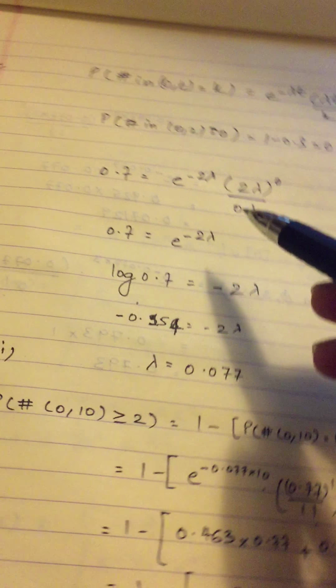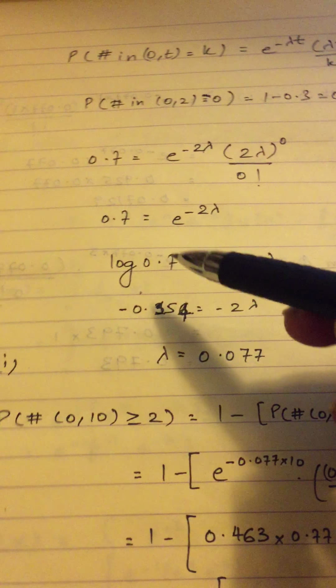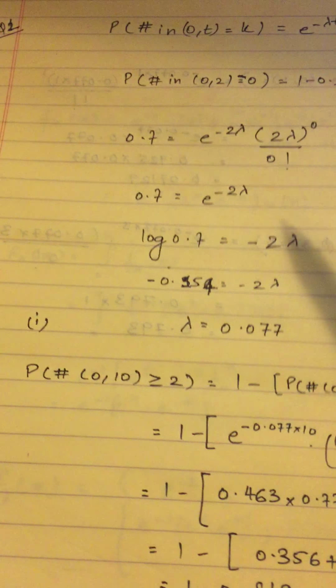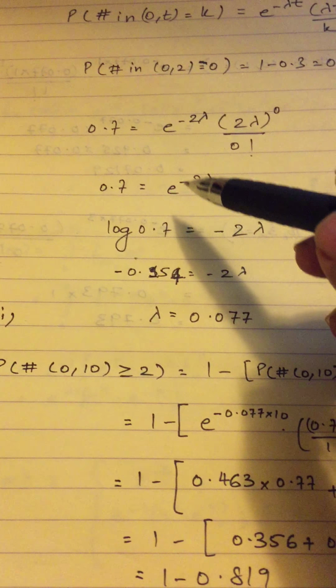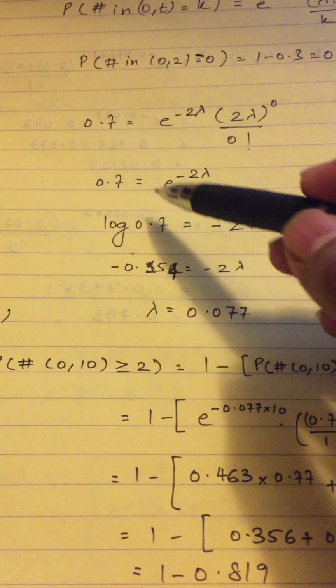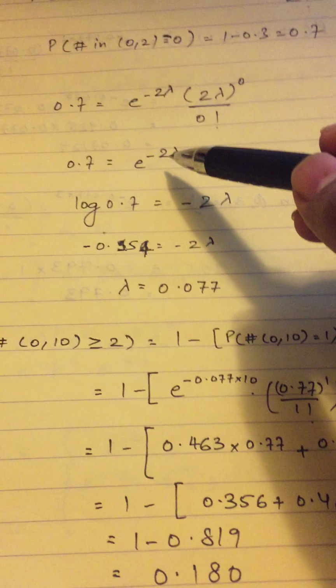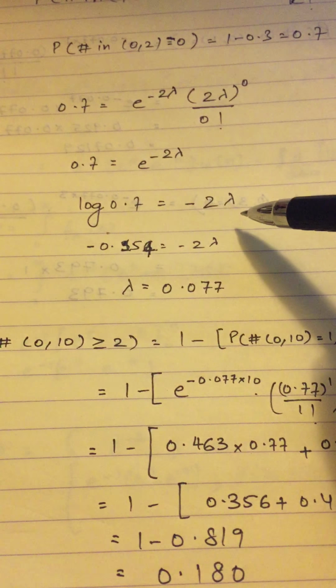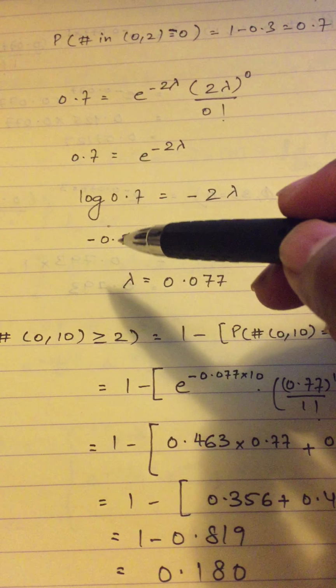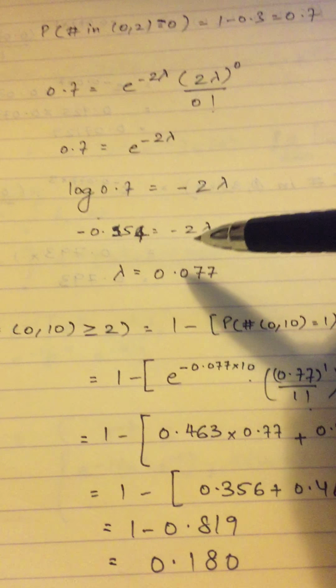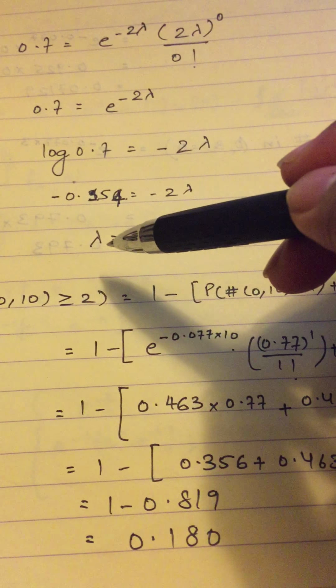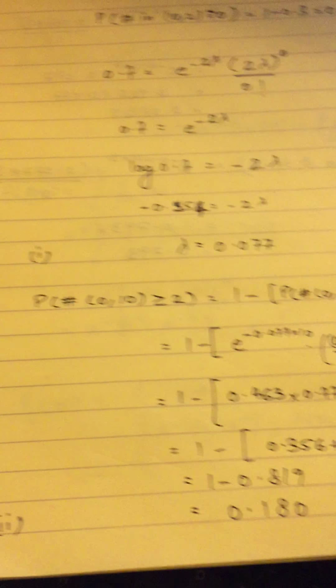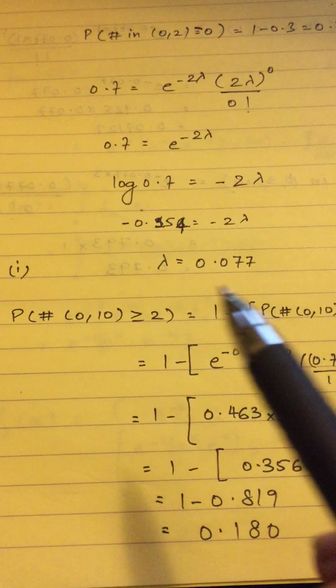Now in order to solve this equation for lambda, we take a log on both sides. By doing so, we'll eliminate the exponential factor. So we take a log of 0.7, which will be equal to the log of e to the power minus 2 lambda, which is the same as minus 2 lambda. So this turns out to be minus 0.154, which is equal to minus 2 lambda. On solving, we get that lambda is equal to 0.077. That's the first answer, first part.